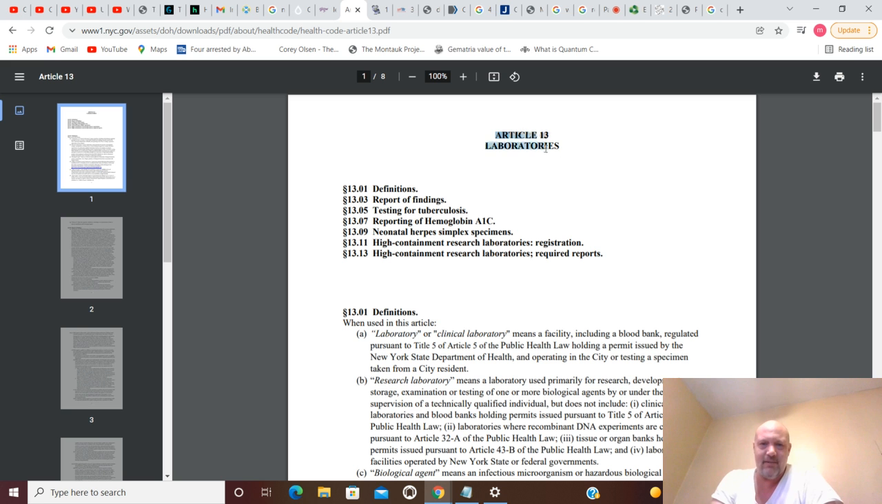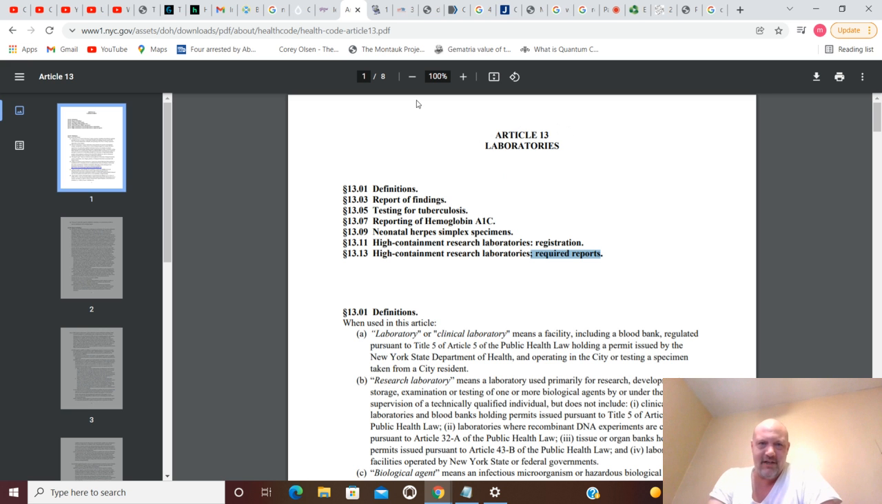Article 13, laboratories. You got definitions, report of findings, testing for tuberculosis, reporting of hemoglobin A1C, national herpes simplex specimens, high containment research laboratories registration, high containment research laboratories required reports. So this goes on, but that's what it entails right here.